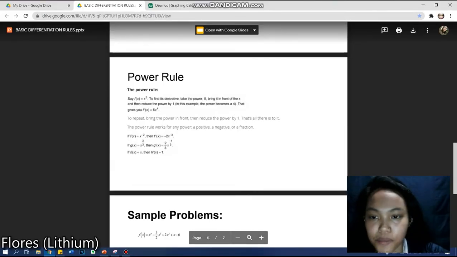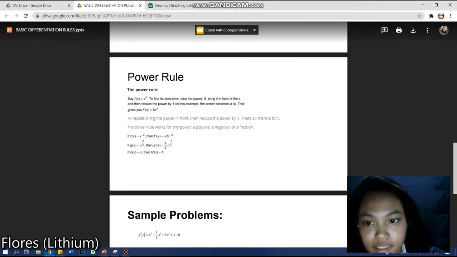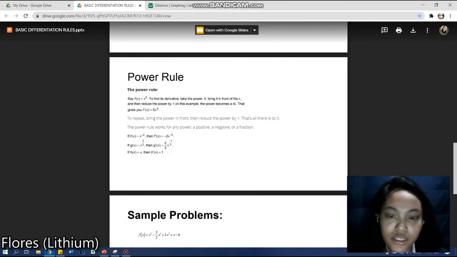The power rule says that if f of x equals x to the 5th power, to find its derivative, take the power 5 and bring it in front of the x, and then reduce the power by 1. So in this example, the power becomes 4.